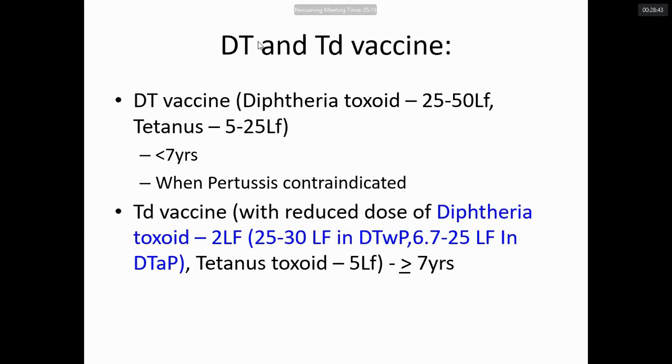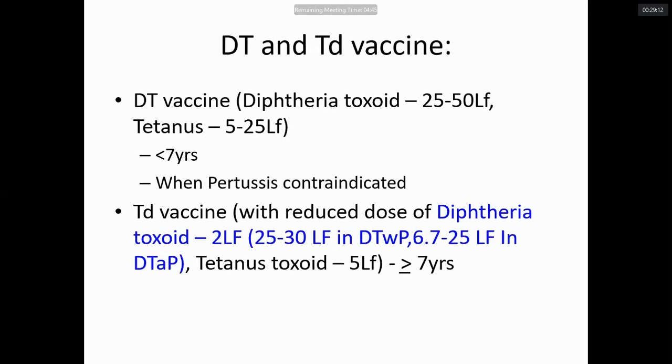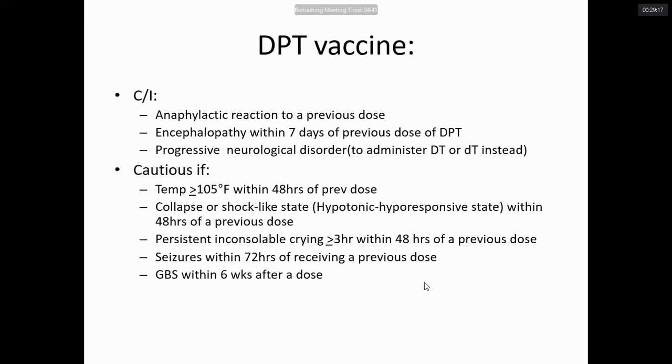The composition is different for TD, DT, TDAP, DTAP, etc. The DT vaccine is given for less than 7 years, and for more than or equal to 7 years, TD vaccine is given. When pertussis is contraindicated, or if there is a side adverse effect following the vaccination, we give DT vaccine for less than 7 years. Now, instead of TT vaccine, we also give TD vaccine to adults.